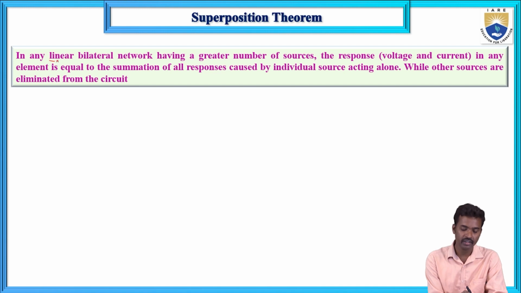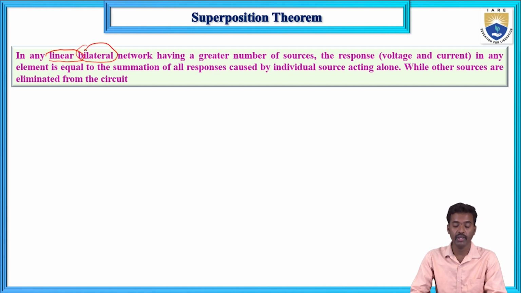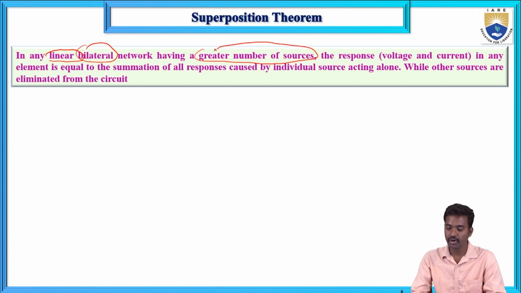In a linear bilateral network, the network should have a greater number of sources. It should consist of multiple sources, so the network may be a multi-source network. The response may be either voltage or current, not power.